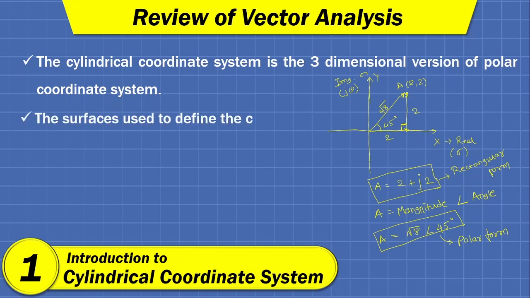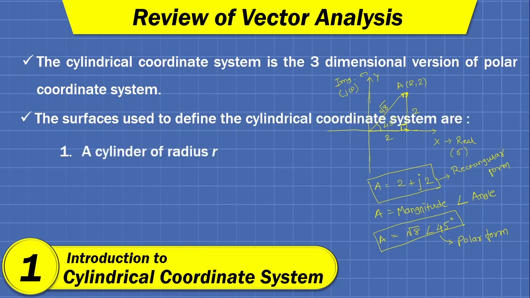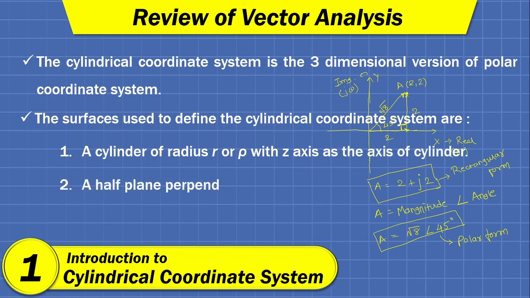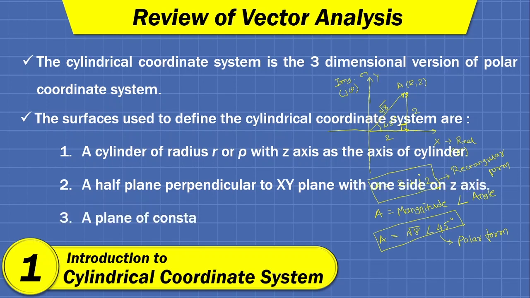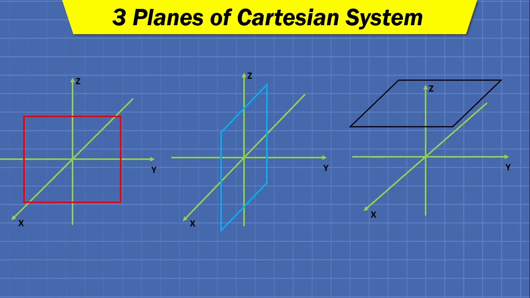The surfaces used to define the cylindrical coordinate system are, first, a cylinder of radius r or rho with the z axis as the axis of the cylinder; second, a half plane perpendicular to the xy plane with one side lying on the z axis; and third, a plane of constant z which is parallel to the xy plane. So let us recap whatever we have seen in the Cartesian coordinate system. We had three planes and all three planes have the shape of a rectangle.